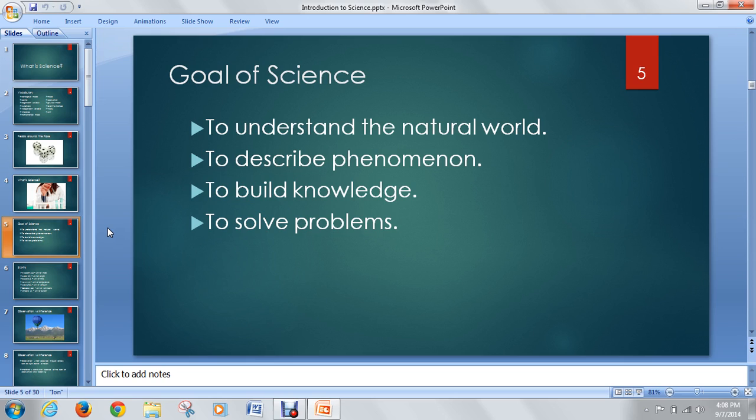So in my mind, anything that tries to do these things in a logical manner is science. So I consider computer science, math, physics, chemistry, all those things to be science. Anything that's trying to understand the world, describe phenomena, build knowledge, solve problems is science.